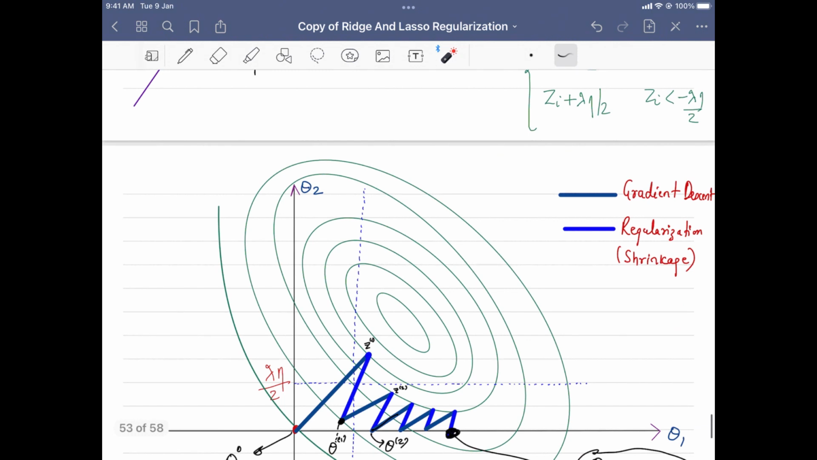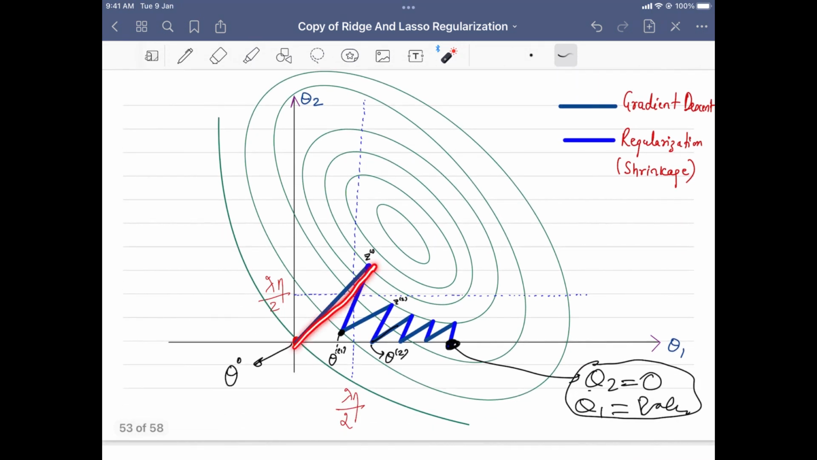So I hope you can understand how these contour plots are moving as far as the L1 regularization is concerned. If you have any questions related to this, you can ask, otherwise I will move forward.